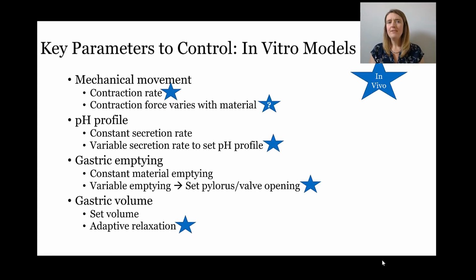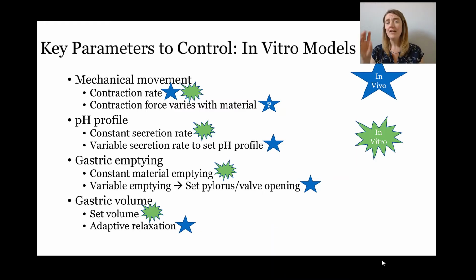And so in many of the in vivo systems, we see those things starred in blue there, that there's a certain way that these processes are controlled. In contrast, in our in vitro models, we've done things in a certain way, sometimes because it's easier and more feasible, but other times because we just don't have the data we need to be able to set up a reliable system that makes sense for all different food products.